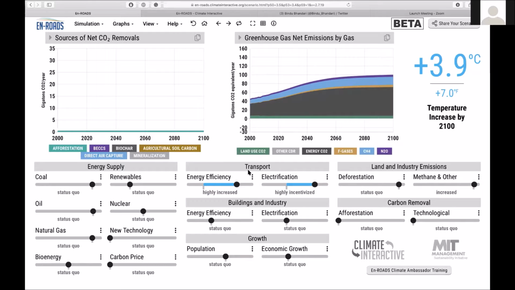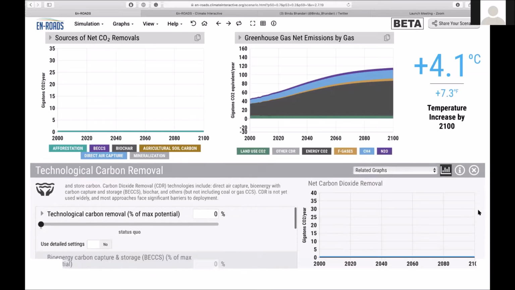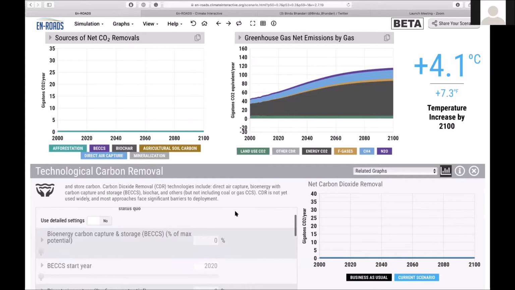So this is the interface. Now moving to our topic of carbon dioxide removal, there are a lot of options under the detailed settings, which you can access through these three little dots. So I'm now moving towards technological carbon removal and show you what options are available here. So I click the three dots and use detailed settings, yes.